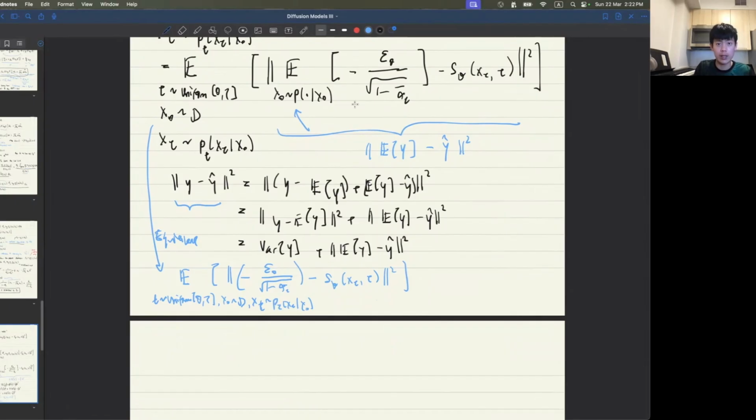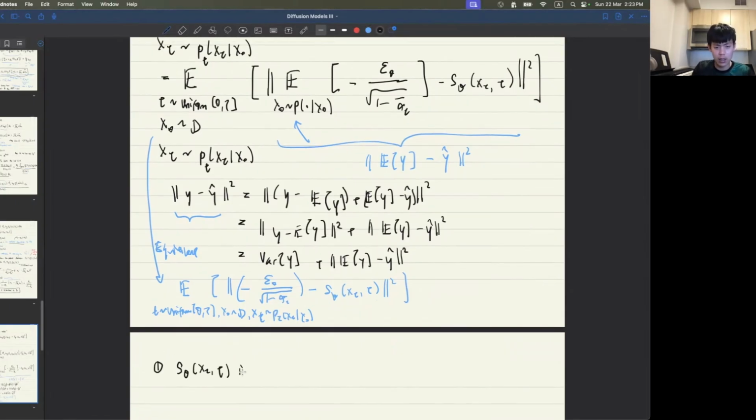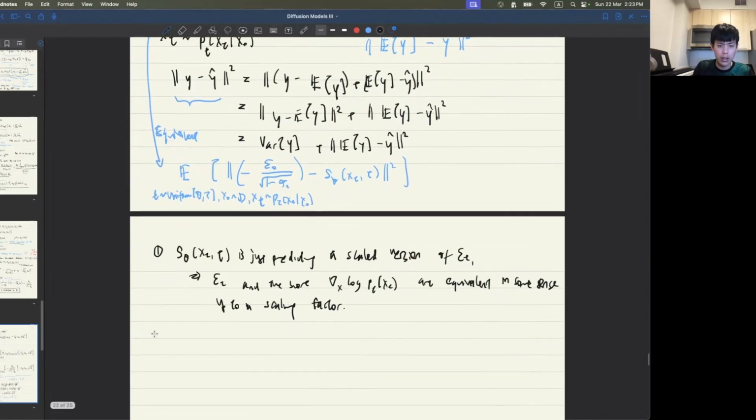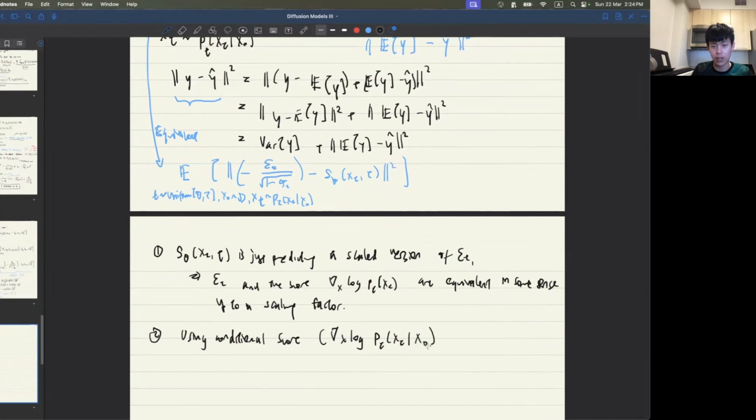So I guess just to summarize, firstly, s theta of xt, t is just predicting a scaled version of epsilon t. This shows that epsilon t, the cumulative noise, and the score, the gradient of the log probability density, are equivalent in some sense, up to a scaling factor. And the second point that we can get from this is that using the conditional score, so recall that this conditional score is really the derivative of the log probability of xt conditioned on the initial state x0, in the objective results in the same training process.